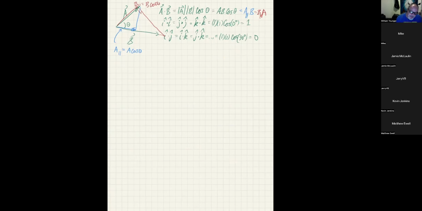Not only that, you can define a quantity called the projection of A onto B, and that's a vector quantity. It's called the projection of A onto B. In other words, it's a vector that is parallel to B and has a length equal to the component of A parallel to B.